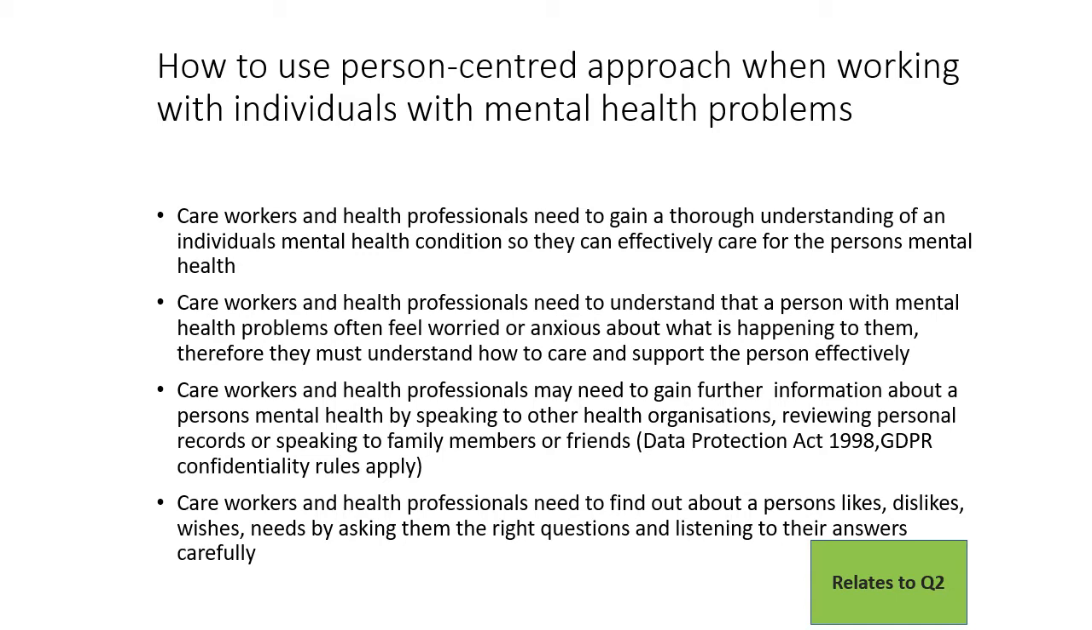Care workers and health professionals need to understand that a person with mental health problems often feel worried or anxious about what is happening to them. So they must understand how to care and support the person effectively. They also may need to gain further information about a person's mental health, and this might be by speaking to other health organisations, reviewing personal records or speaking to family members or friends. But it's important that we remember confidentiality rules do apply, thinking about GDPR and data protection.